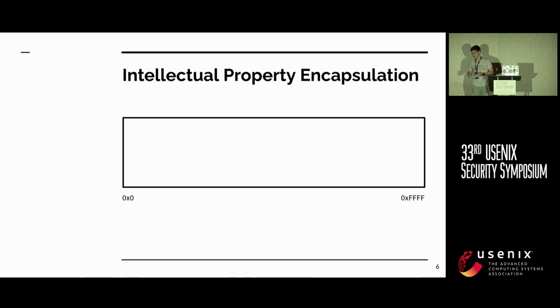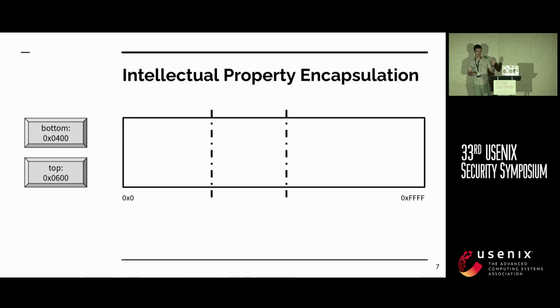This rectangle represents the memory map of the device. And what IPE does is it adds two hardware registers to the device that can demarcate part of this memory as part of this encapsulated region. So the bottom and the top say this is the boundaries of the encapsulated region. And in this region, you can put both code and data.